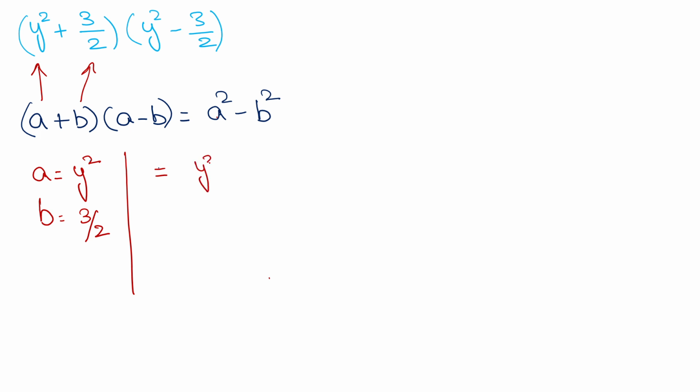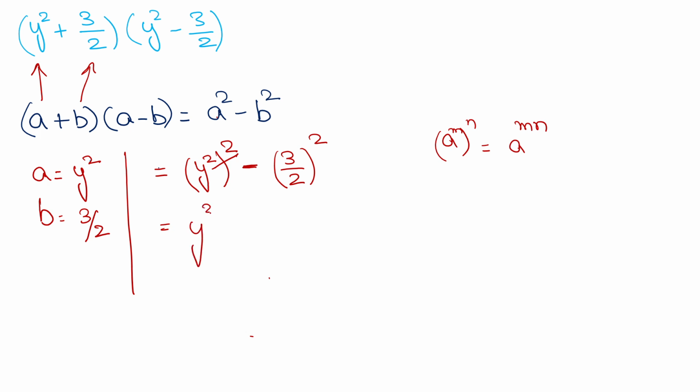So let us do that. In place of A it is y square, and you have the square. So therefore, y square whole square minus, what is B? B is 3 by 2 and you have the whole square. So if you have power over power, we have studied a to the power of m whole to the power of n is equal to a to the power of mn. So it is y to the power of 2 into 2 minus, and what is this?